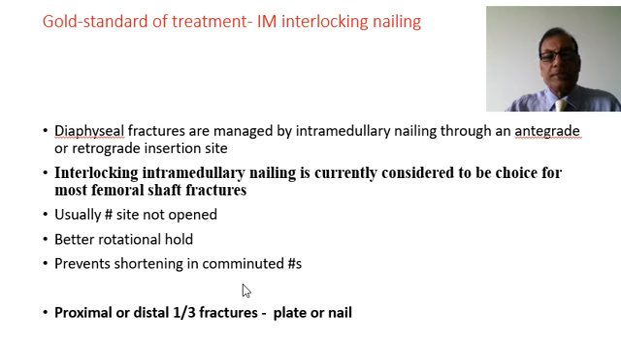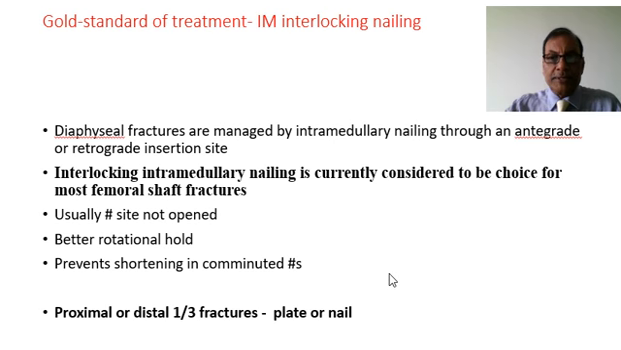Remember, gold standard for the treatment of the fracture shaft of the femur is IM interlocking nail or intramedullary interlocking nail. Can be done antegrade or retrograde, and this is the choice of treatment for most of the femoral fractures in adults. Advantage is fracture site not usually opened. It gives a good rotational hold, so distal fragment cannot rotate, and it also prevents shortening in the case of comminuted fractures.